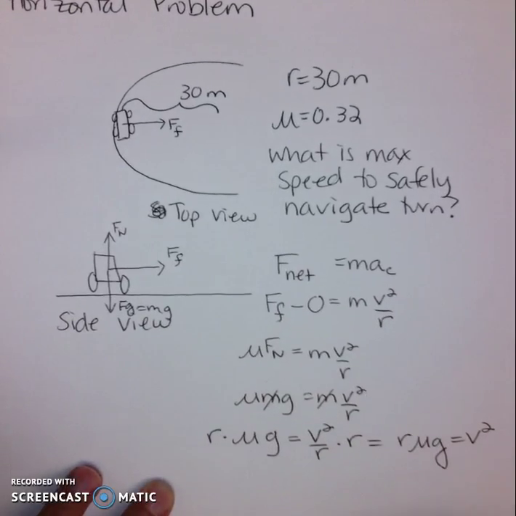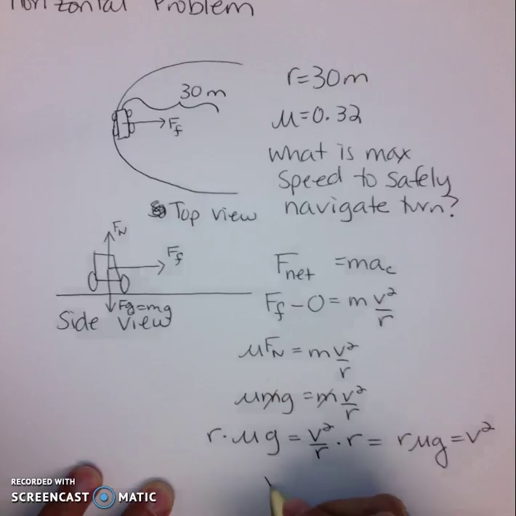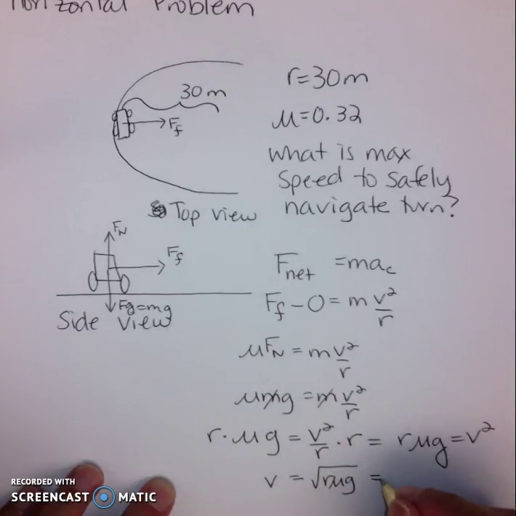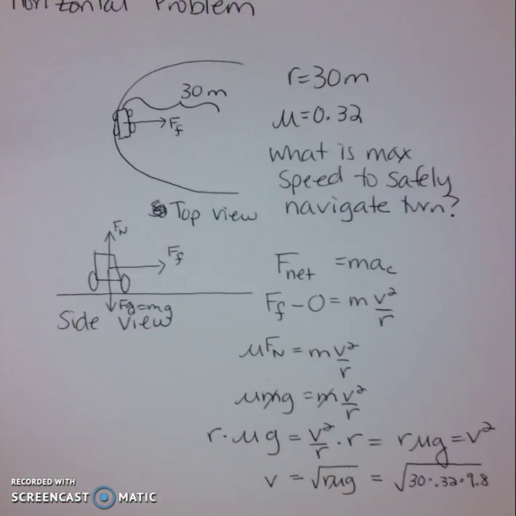The final step is to take the square root. So v is equal to the square root of r mu g, or as I like to say, the square root of rug. Then I'm going to plug some numbers in. That would be the square root of 30 meters times 0.32 times 9.8. If I put that into my calculator, I get 30 times 0.32 times 9.8, and then a square root.